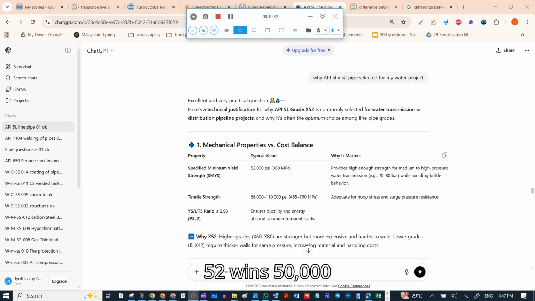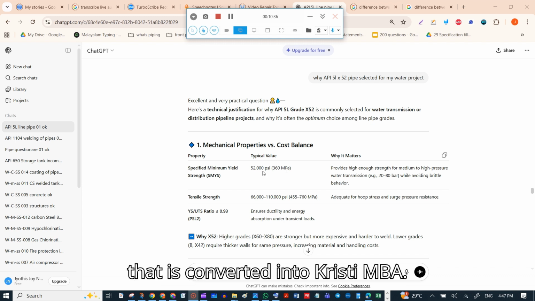X52 means 50,000 psi, pounds per square inch. That is converted into 360 MPa.